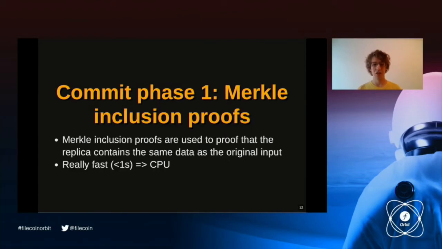Let's get to the next stage, the commit phase 1. This is about Merkle inclusion proofs. So we create those in order to make sure that this replica data that we created contains the same data as the original input. And this is a really fast process. On a beefy machine, it takes less than a second. So therefore, we just do it on the CPU. There's no point in putting something on the GPU if it's that fast.